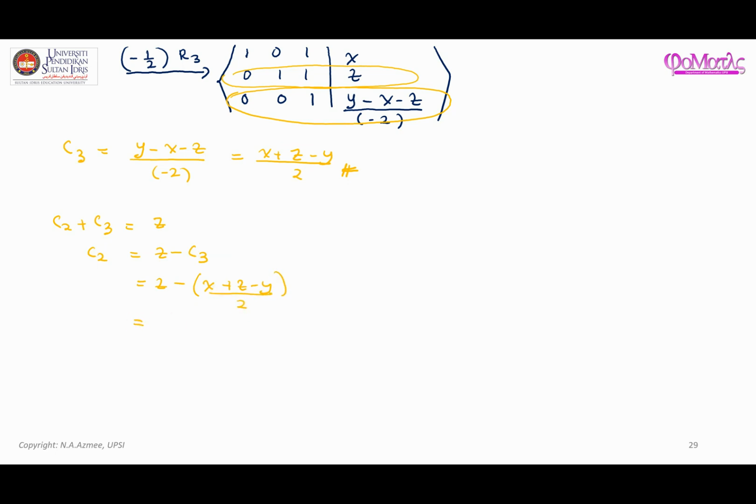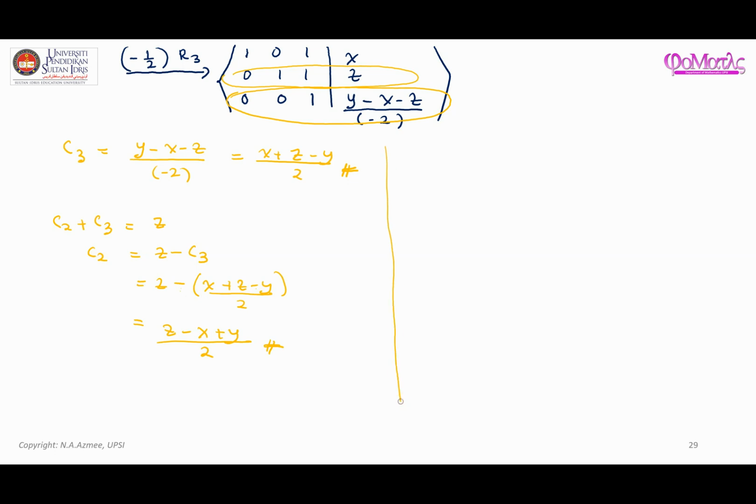And that can be simplified as, well, here will be 2Z. So 2Z minus Z will be Z. So here negative X, so this is negative X, negative Y, positive Y. So this is the answer for the value of C2, Z minus X plus Y over 2. Okay.